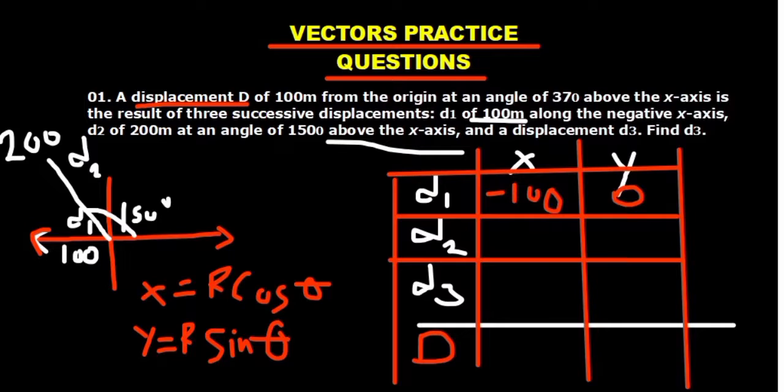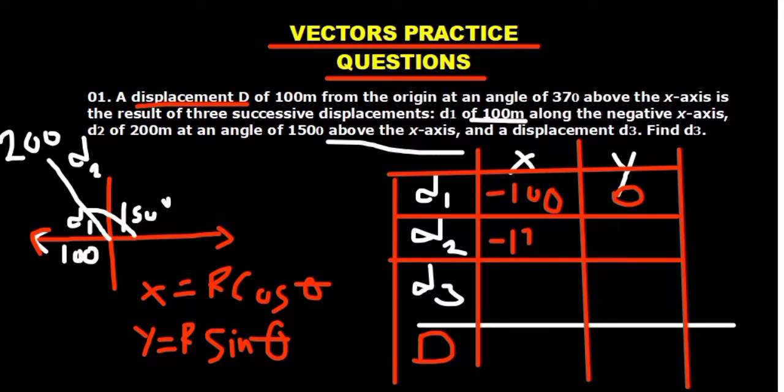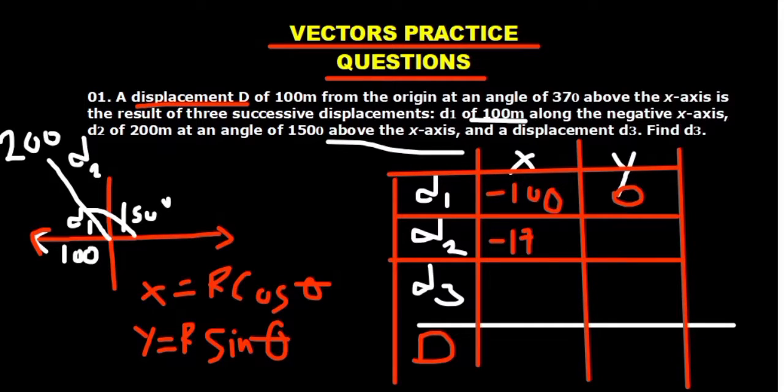So the vector that we've been given is 200. For the x component, it's going to be 200 cosine of the angle 150. So we get negative 173.2. Then our y is going to be 200 sine of the given angle 150, which gives us 100.